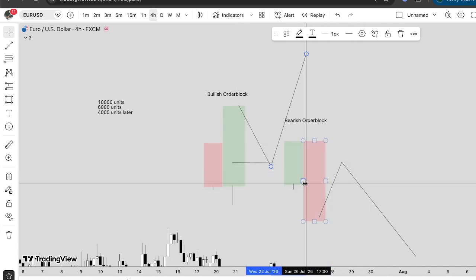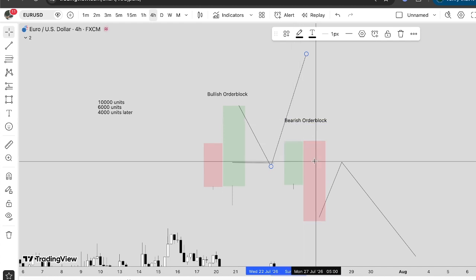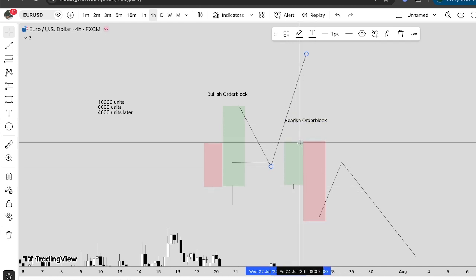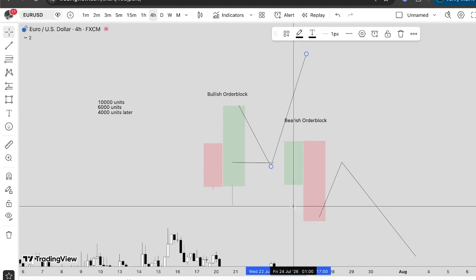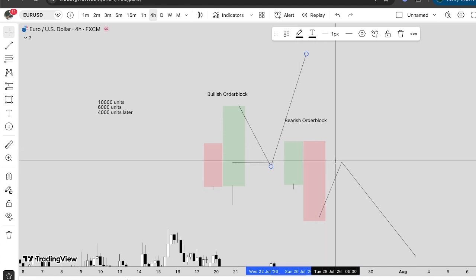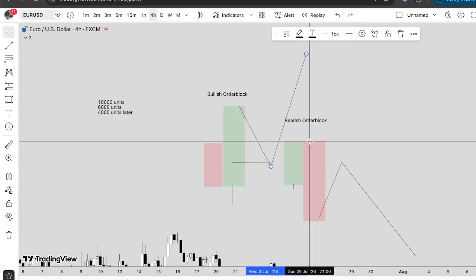So a strong move down: now find the last green candle before that drop. That's your bearish order block. Institutions were selling into that bullish candle before pushing price down. When price retraces back up to that zone, that's your sell. Entry at the order block, stop loss above it, take profit at the next low. Simple, two types, same logic, just different direction.